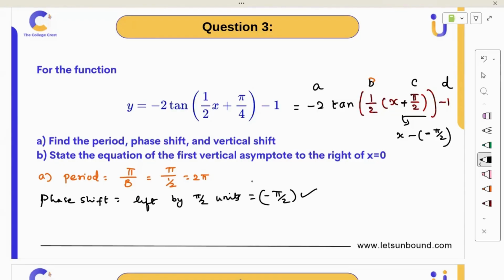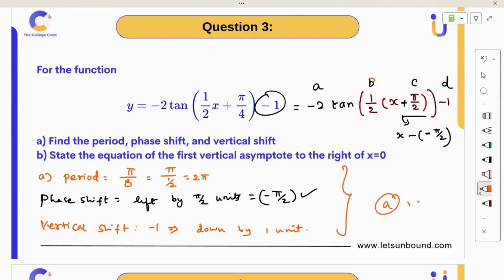Right. Last one, vertical shift, this is the D. So vertical shift down by 1 unit. Vertical shift, yes, it's minus 1 as a factor, and it implies down by 1 unit. Right, this is part A.